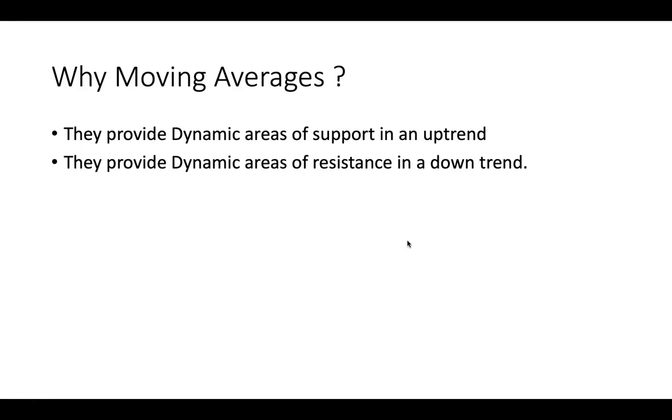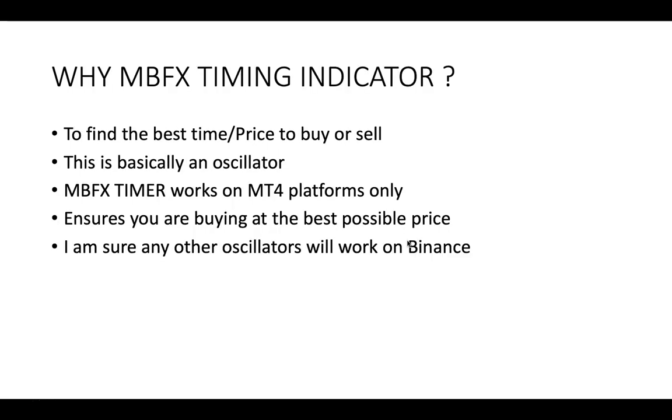Moving averages are great in providing dynamic areas of support in an uptrend, and these are what you want to look for, areas where you can rejoin the trend when there is support in an uptrend. And if you're in a downtrend, you can also make money in a downtrend, and they also provide you with dynamic areas of resistance in a downtrend.